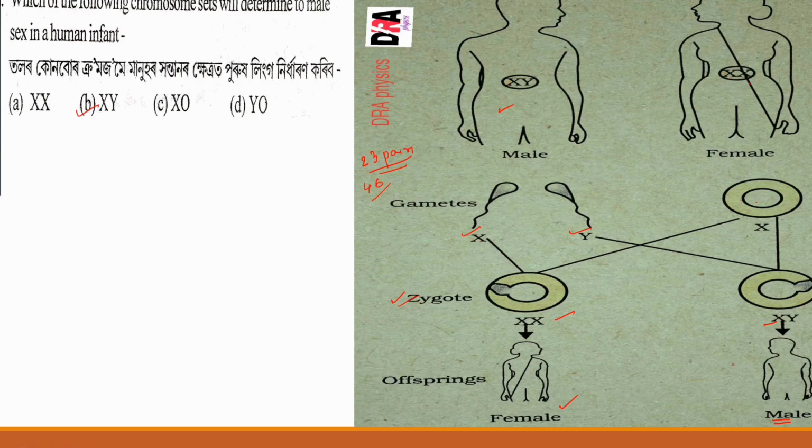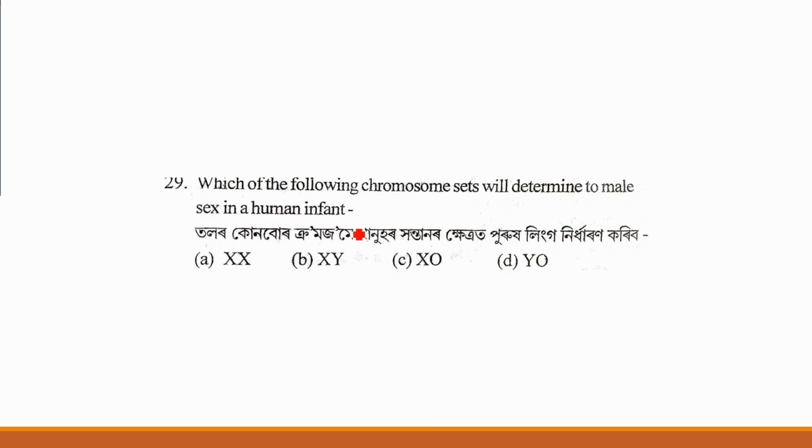So students, I hope you have understood, the explanation has been clear. XY will determine male sex in a human infant. So students, let us proceed with the next question. Our next question is, which of the following chromosome sets will determine male sex in human? It is the same question only. It is XY. So we'll move on to the next question.